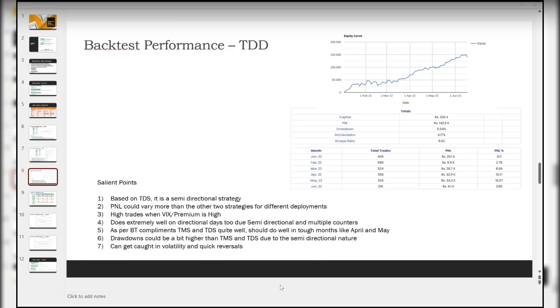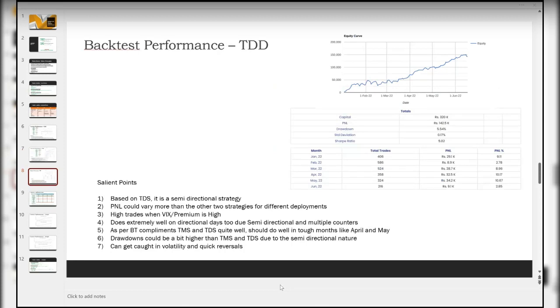Let's say a directional as well as a non-directional side, or when market goes extreme directional, it also will try and take advantage of it. So it's a slightly riskier strategy than TDS, but it has lower trades. I think that's what people have been asking us for. It has to have lower trades. So that's what it is. Around 350-400 trades is what we will have here.